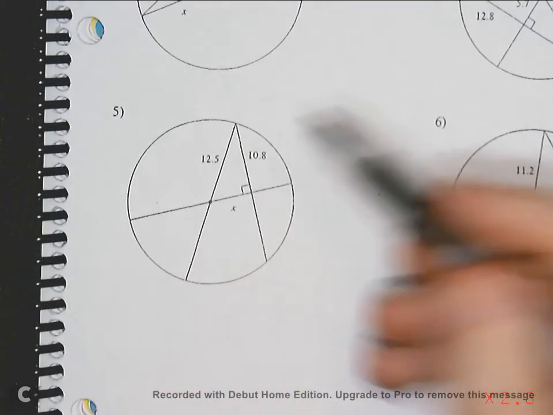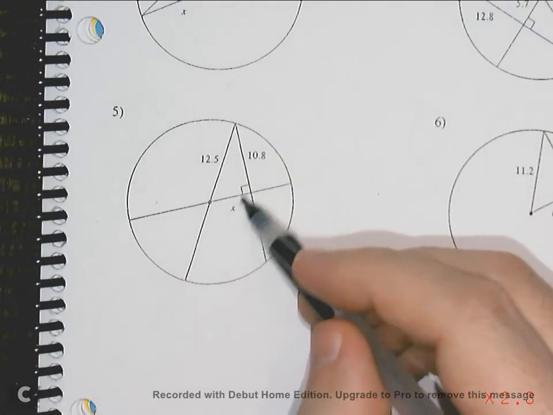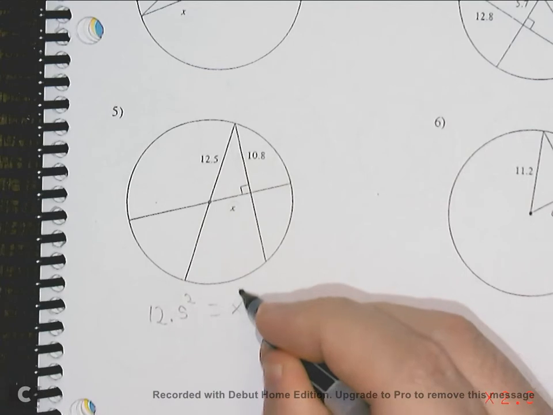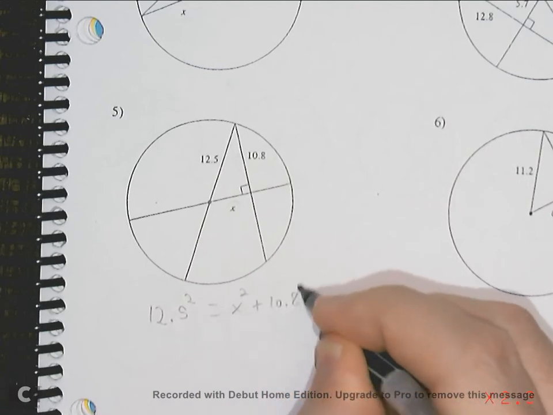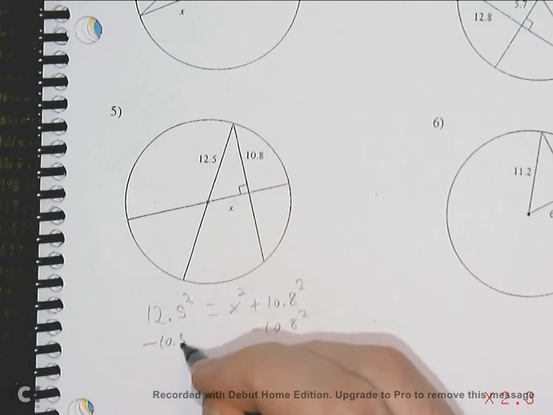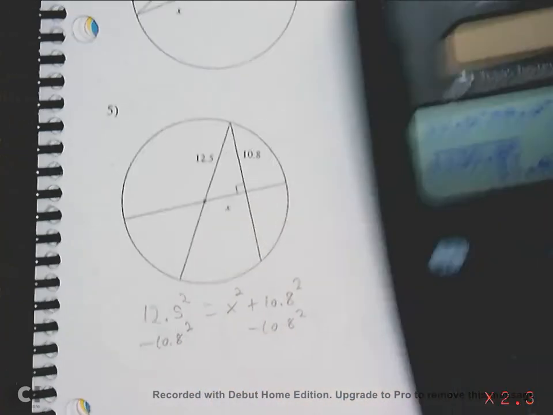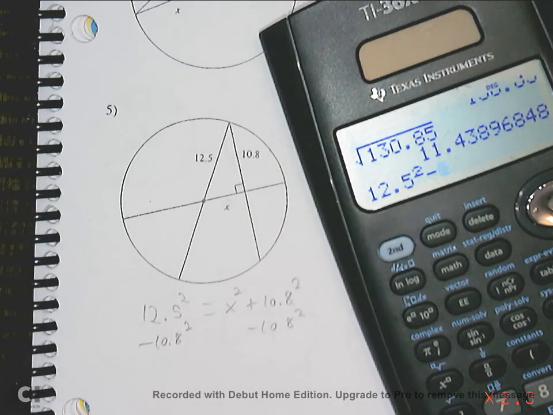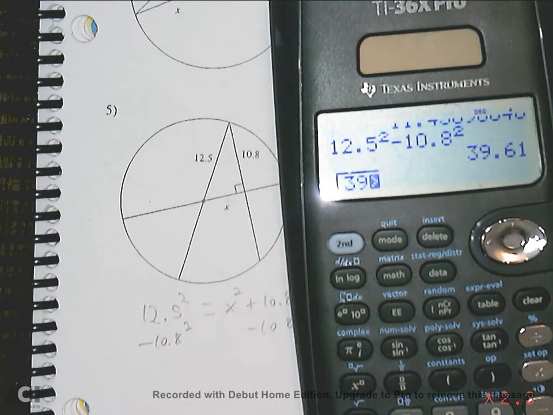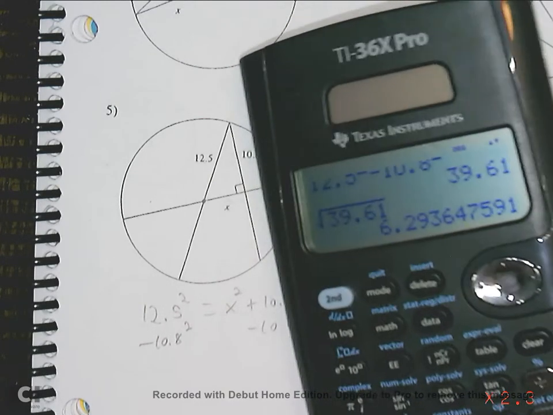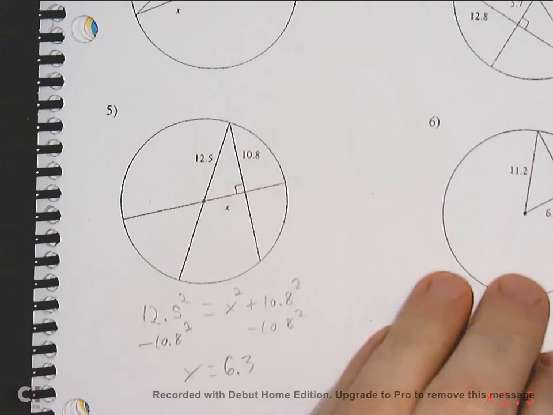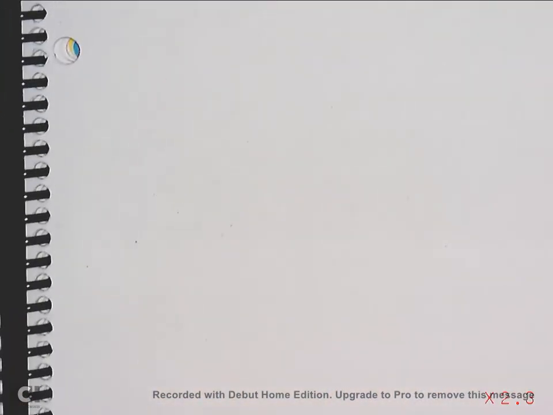So number five. I want to figure out a side length this time, right? So I know 12.5 is the long side, would equal x squared plus 10.8 squared, right? So basically in my calculator, I've got to subtract 10.8 squared from 12.5 squared. So 12.5 squared minus 10.8 squared gives me 39.61. Find the square root. And that length is going to be 6.3 if we round. So x is equal to 6.3. And that's basically all you're doing on this whole worksheet, is just, again, setting up the Pythagorean theorem.